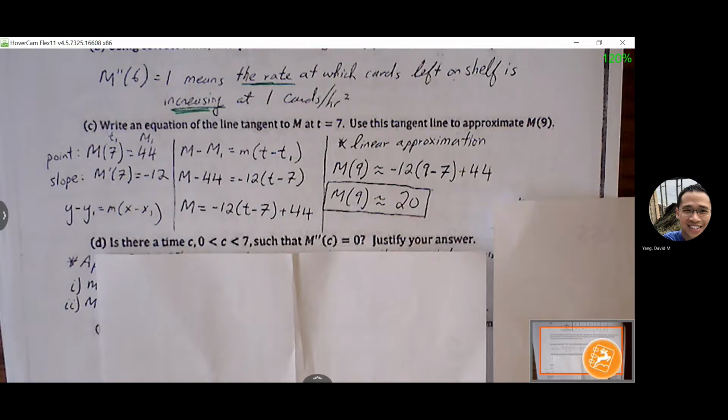Part D, is there a time somewhere between 0 and 7 such that m double prime of c is equal to 0? Okay, now we don't have m double prime, so we can't do IVT here and look to see if there's a value above and below 0 and that graphs across 0. But we do have m prime. So what's the relationship there between m prime and m double prime?